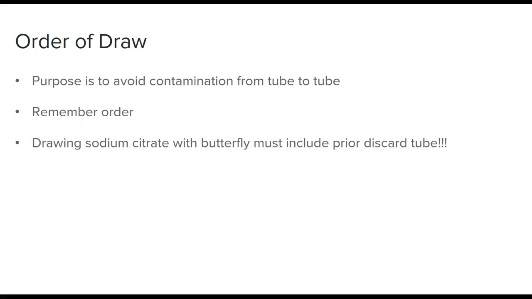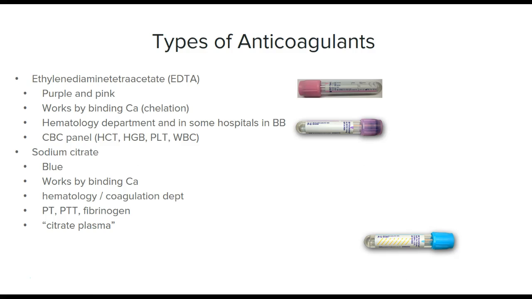The purpose is to avoid contamination from one tube to the next. You've got to remember the order of draw. When you draw a sodium citrate tube, that's the blue top tube. Let me go back. That's this blue top tube. This is for PT and PTTs, and it has to be filled to the line. And this probably has a line on the other side that we can't see, but it has to be filled all the way to the line. It has to be filled up, no exceptions.